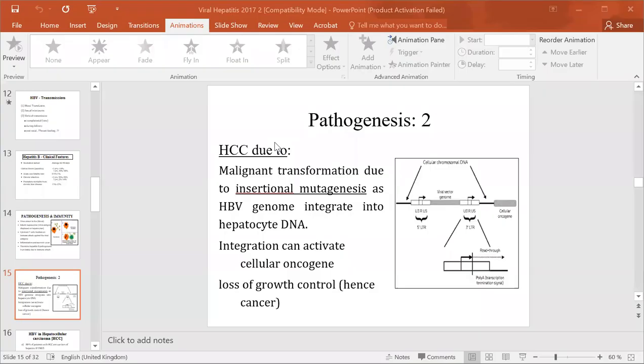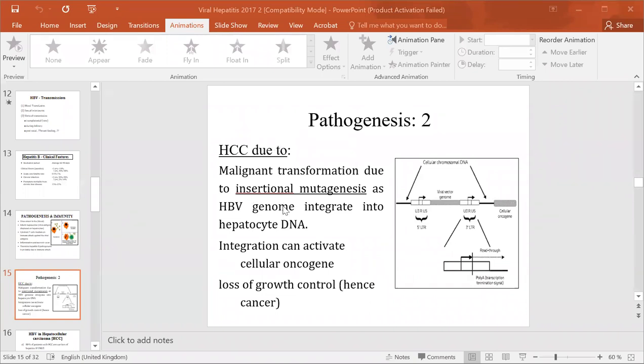Are we together so far? Hepatitis B virus causes acute hepatitis. It causes chronic hepatitis, but it also causes hepatocellular carcinoma, cancer of the liver. So I've described in the previous slide how this virus causes acute hepatitis. In this slide, I'm trying to show how the virus causes hepatocellular carcinoma, how it causes cancer.